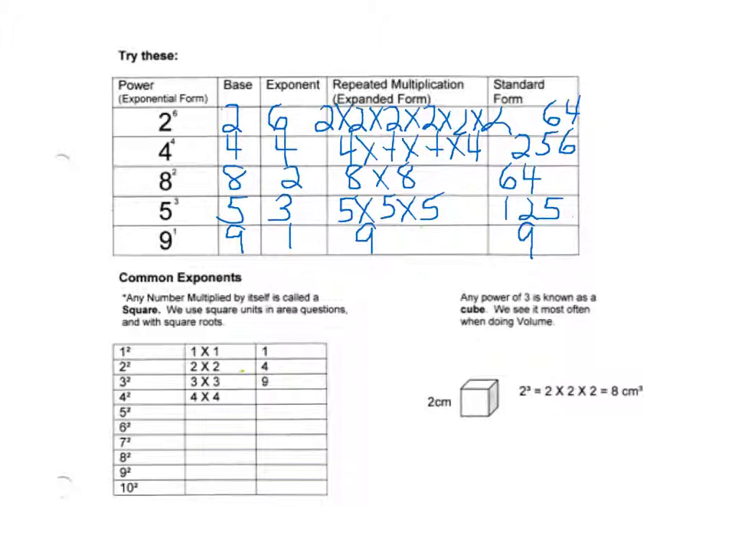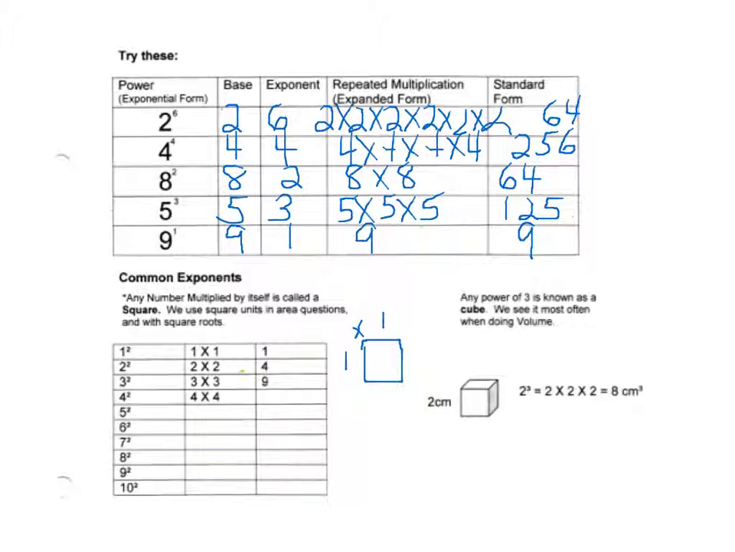Down below here, we can see some common exponents. Common exponents are exponents or powers that we will use a lot in other types of mathematics. The first ones you can see here are called square numbers. A square number is essentially any number to the power of 2, which means we multiply that number by itself. We call them squares because if you think of a square that had a side length of 1 and 1, if I multiply that together, the area is going to be 1.